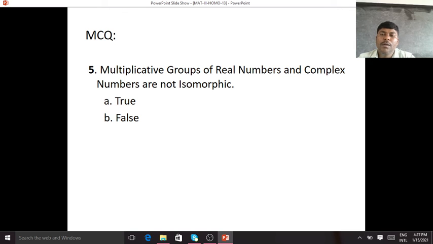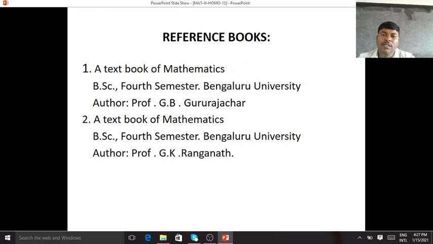Fifth one. Multiplicative groups of real numbers and complex numbers are not isomorphic. Answer is true, A. These are the reference books for this session.